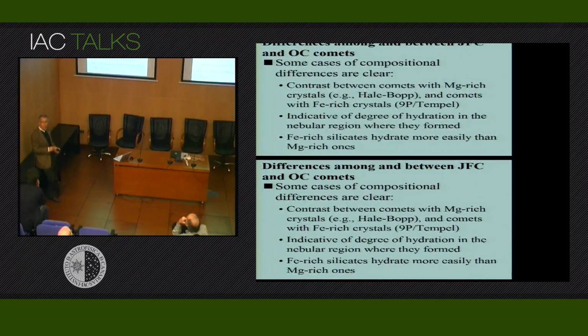So it is possible that you have considerable hydration where 9P Tempo formed, and considerably less hydration where the Oort-Cloud comets, typified by Hale-Bopp, formed. Questions about this? Yes, go ahead.